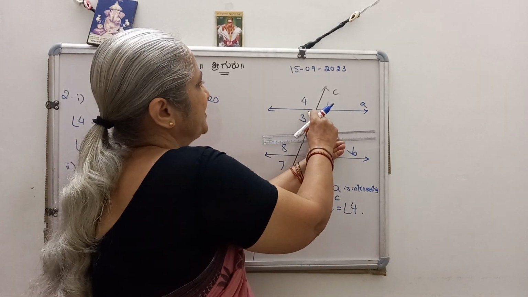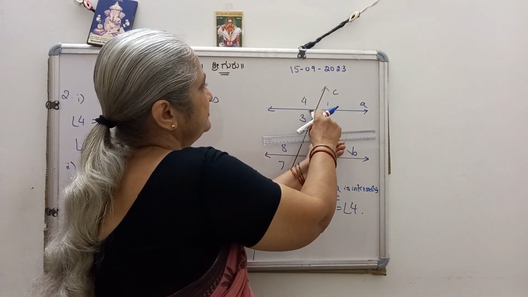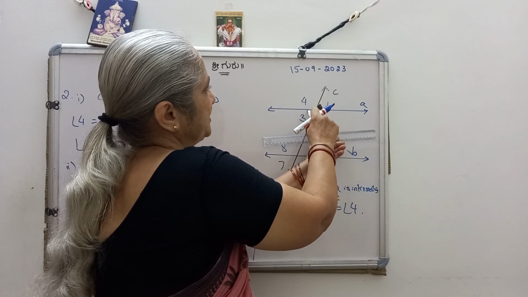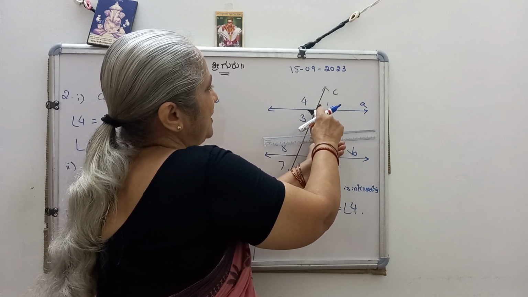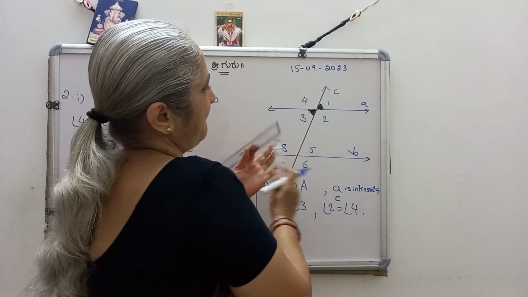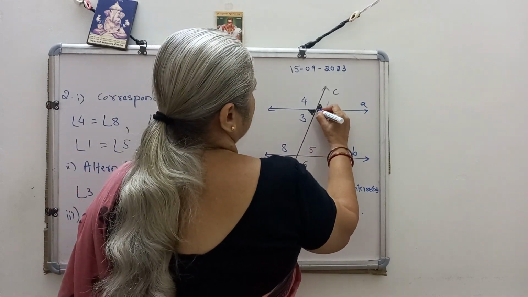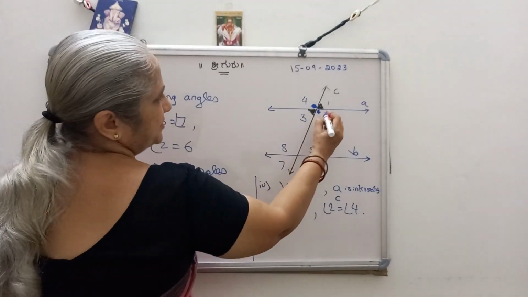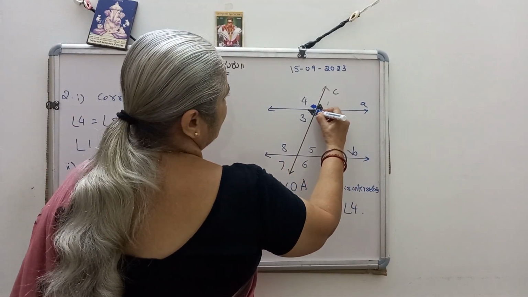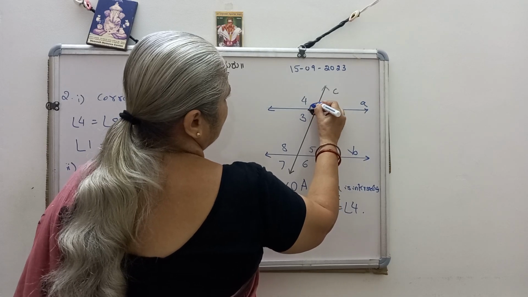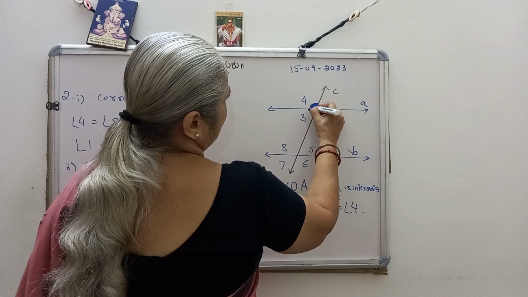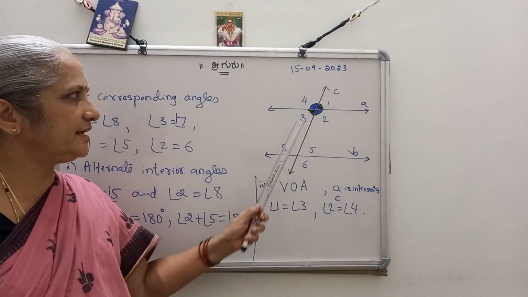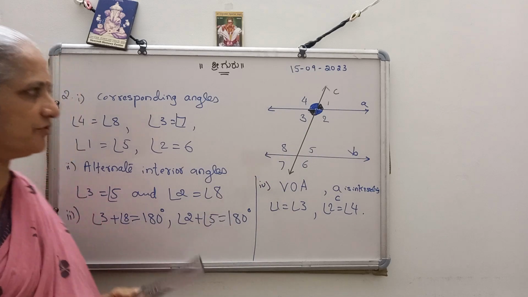1 and 3, this is one pair, and this is another pair of angles which are vertically opposite. Vertically opposite means opposite at the vertex. So these two angles 2 and 4, and 1 and 3. Angle 1 is equal to angle 3 and angle 2 is equal to angle 4.